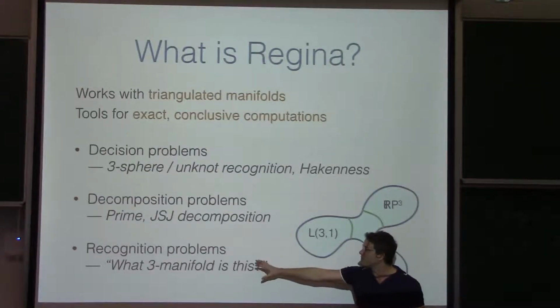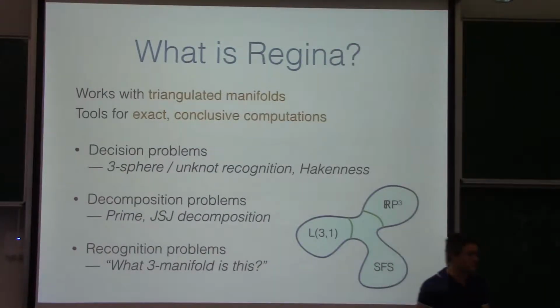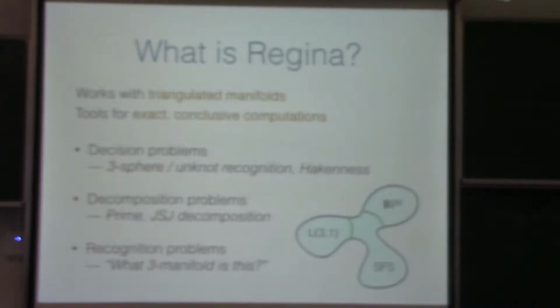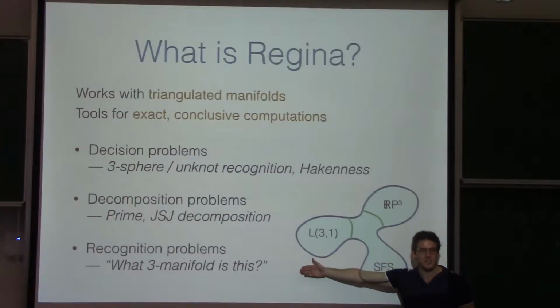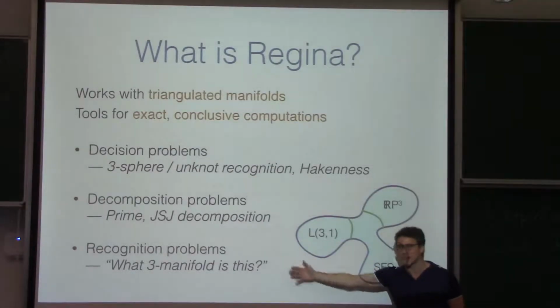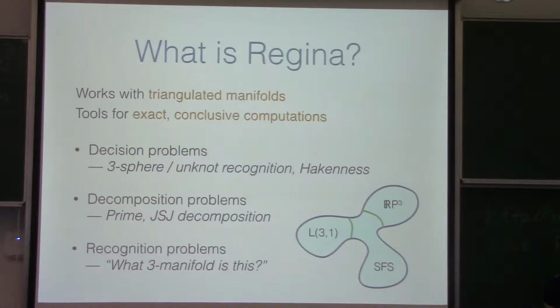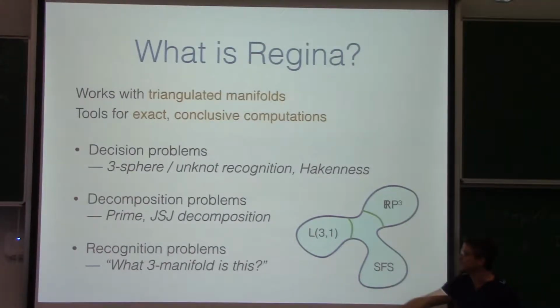Other things that it sort of does well are things like recognition problems, so you just give me a triangulation and say, what's the manifold? So of course it will not solve this problem in general all of the time, but it can solve it certainly some of the time. Sometimes by looking at the triangulation and seeing the manifold, sometimes by doing some of these decompositions, some of them by looking up the census databases which it has buried under the hood.